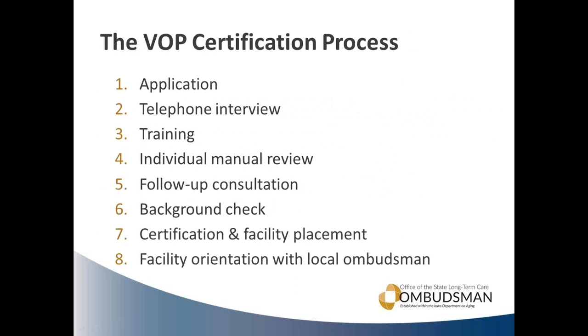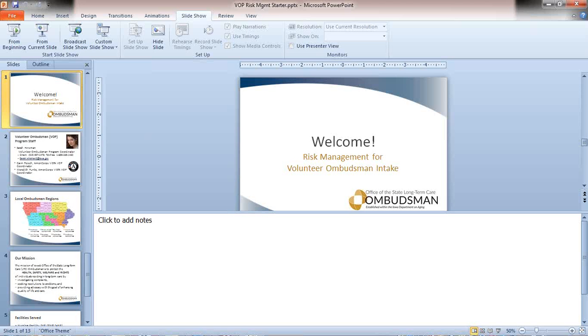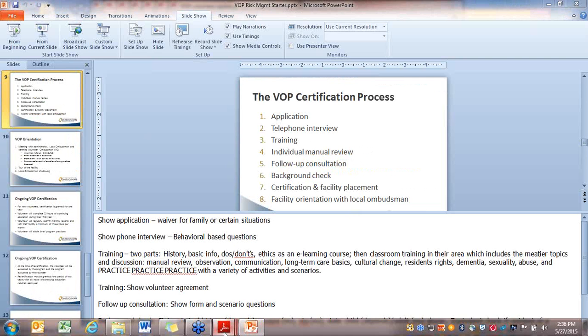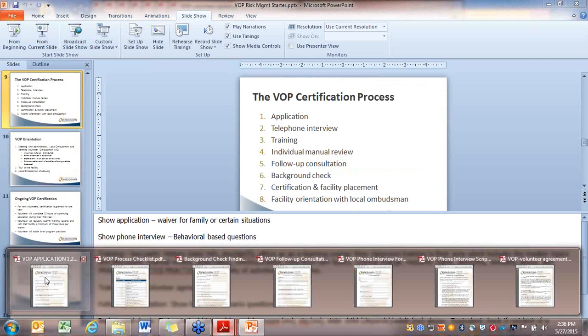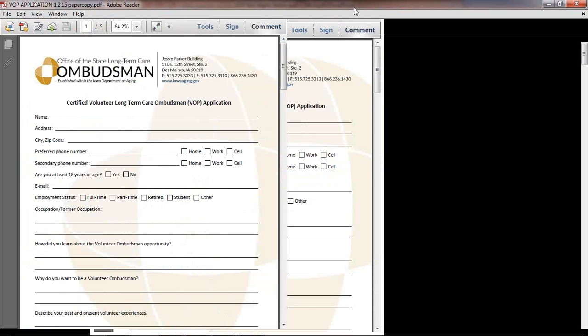So I like to say we have an 8-step certification process, although there's probably a million little administrative things within each one of these. We do have some big chunks. And I want to show you a few of our documents that we have here and kind of explain each one of them. So this is our volunteer application.